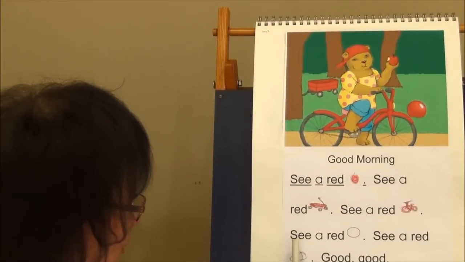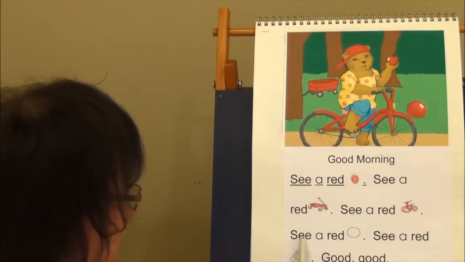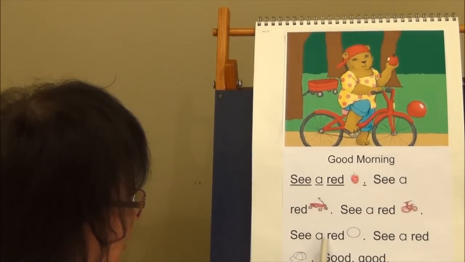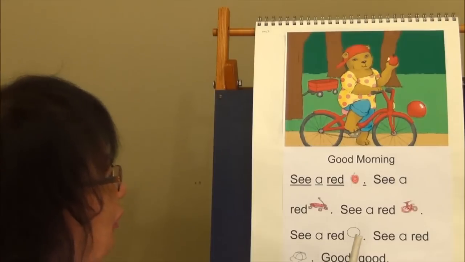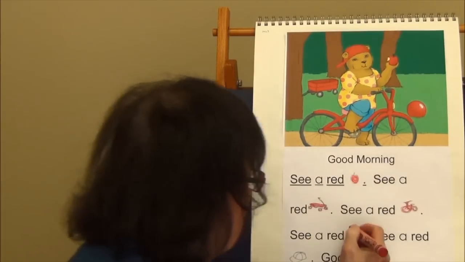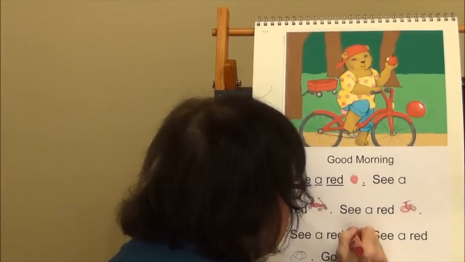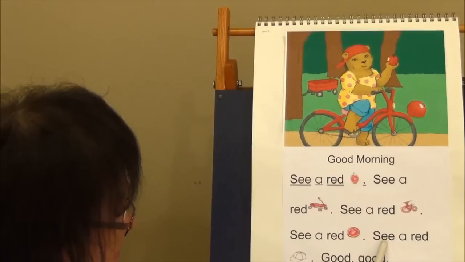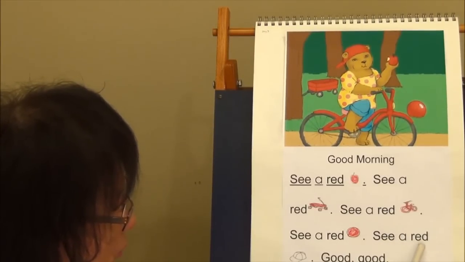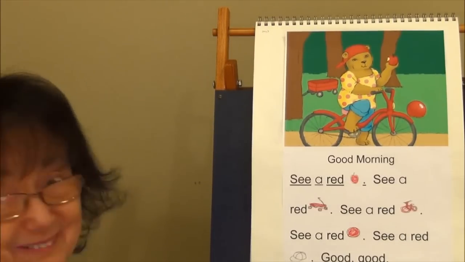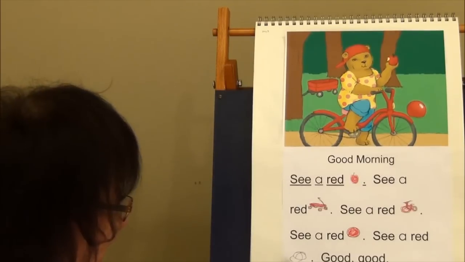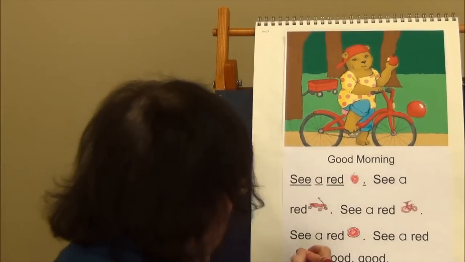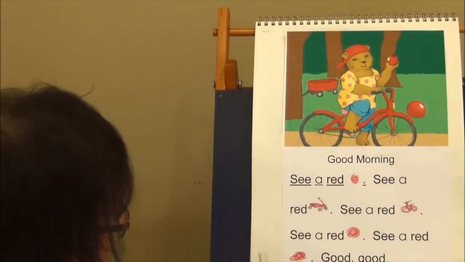Wonderful. Here we go. See a red ball. All right, there's the red ball. We have to color this in. And then there's a period, so we know we have to stop. That means stop. See a red hat. Good, hat. So we have to color the hat red. Looks like we have all the pictures colored.